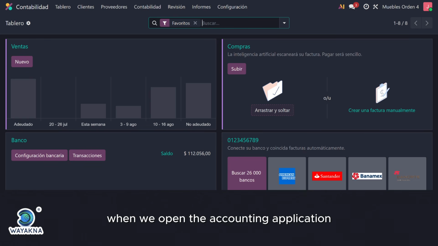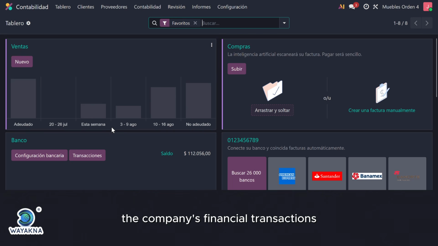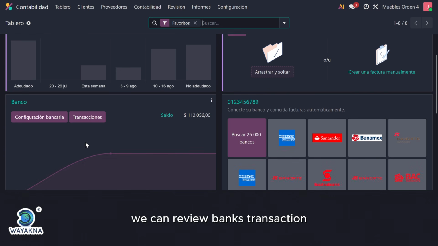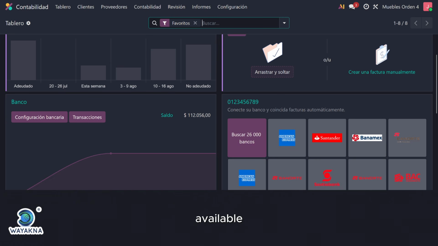We will open the accounting application. Odoo displays the accounting dashboard. Each card represents a journal used to organize the company's financial transactions. From the dashboard, we can review bank transactions, cash, invoices, and payments. The amount invoiced is not always the same as the money currently available.